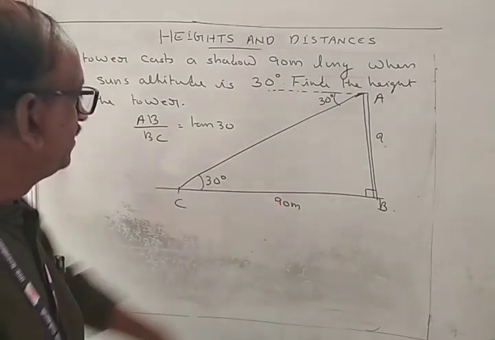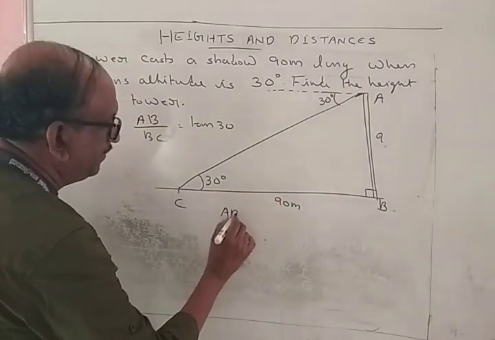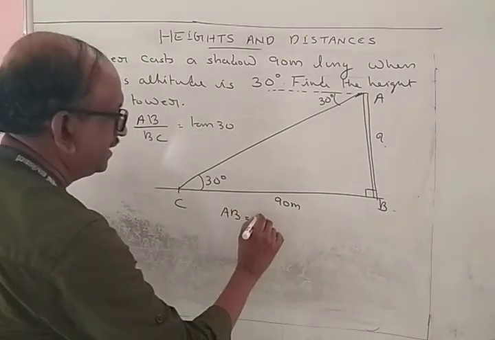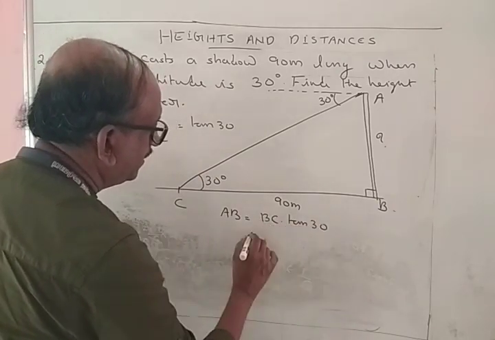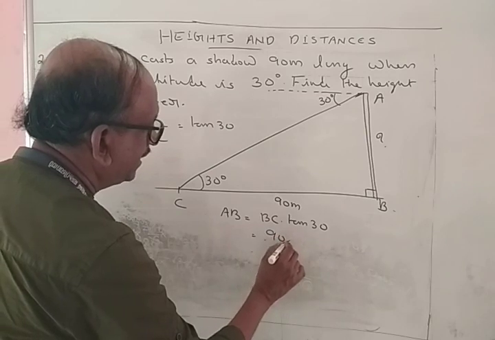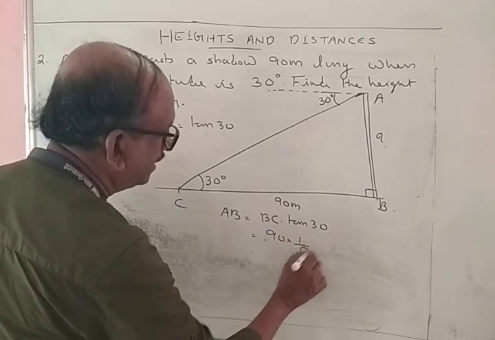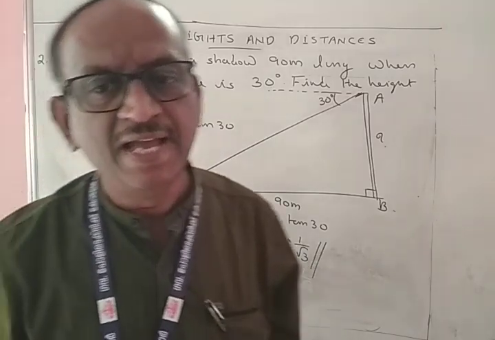AB is unknown. AB is equal to, cross multiply by BC, BC into tan 30. BC is 90 into tan 30, which is 1 by root 3. 90 by root 3 is the answer.